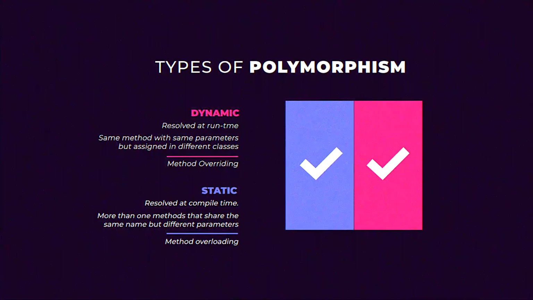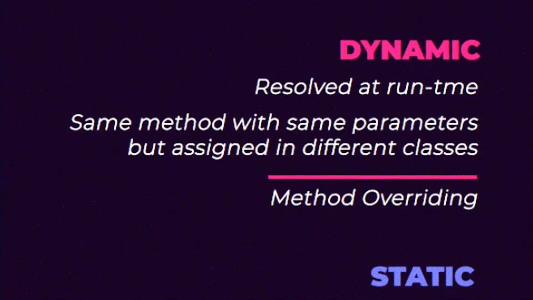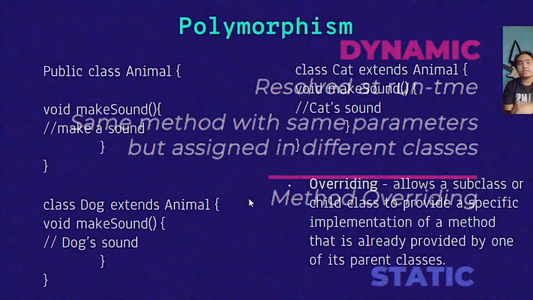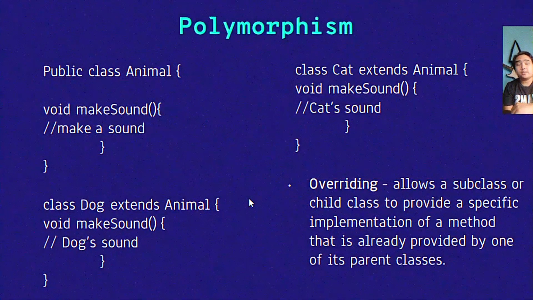So moving on, there are two types of polymorphism, static polymorphism and dynamic polymorphism. Firstly, dynamic polymorphism. It is resolved at runtime and contains same methods with the same parameters but associated in different classes. An example of this is method overriding. So in this example, we have three classes, namely animal, which serves as the parent class, and the two other subclasses, dog and cat, to which both subclasses inherit whatever method is inputted in the parent class animal. And in our example, we are using the method makeSound, and this specific method is overridden by the subclasses dog and cat. For further explanation, I will be coding this in our IDE.